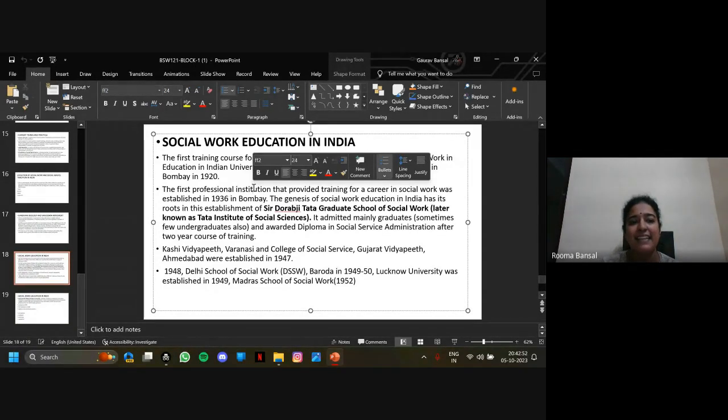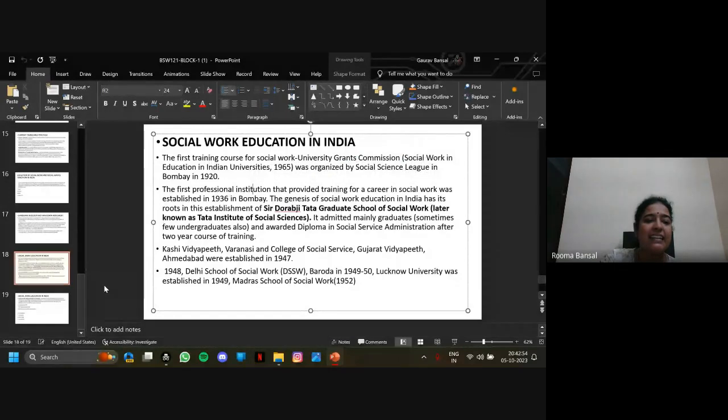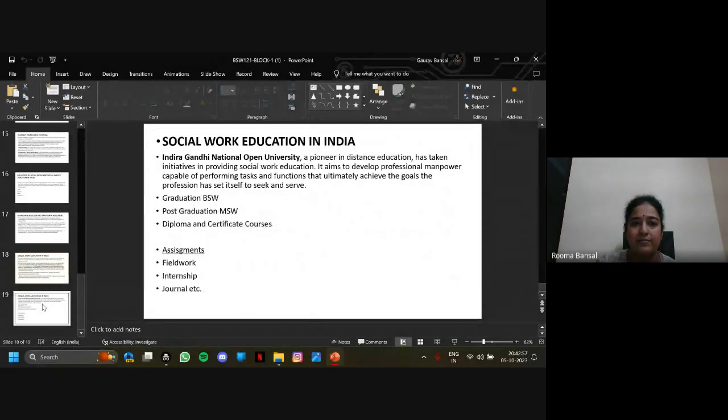Here we can take the example of our Indira Gandhi National Open University also. It is a pioneer in distance education and has taken the initiative in providing social work education. It aims to develop professional manpower capable of performing tasks and functions that ultimately achieve the goals the profession has set itself to seek and serve.